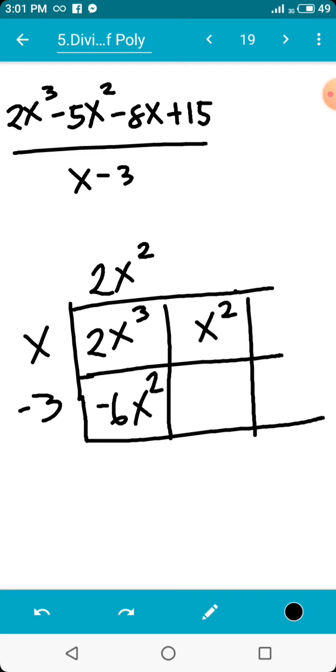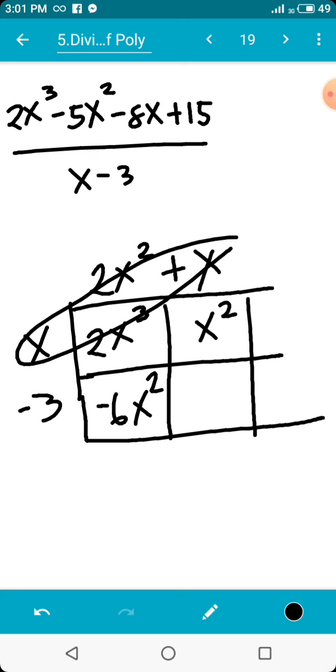Okay? So, ngayon ito, at saka ito, i-divide natin. So, x squared divided by x, then we have positive x. Okay? So, pag tinimes mo to, at saka to, dapat x squared yung lalabas.